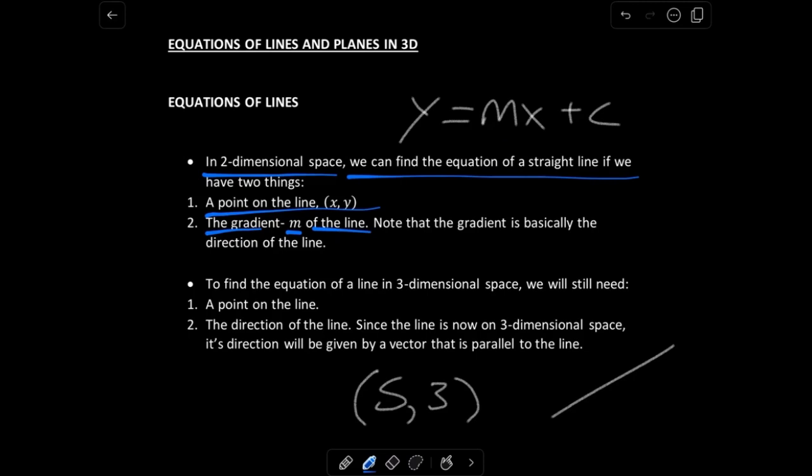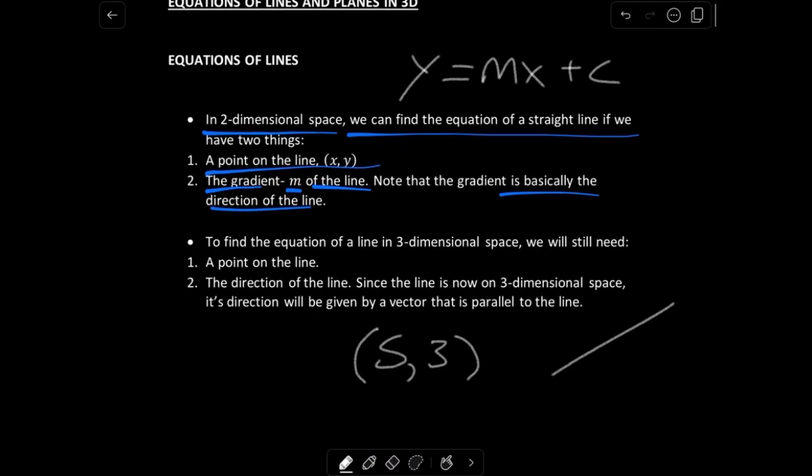Note that the gradient is basically the direction of the line, because if we have a positive gradient, then the line is basically moving upward toward the top right. If we have a negative gradient, then it's moving downward toward the bottom left. So the gradient is basically the direction of the line. And let's say we have an m of 2.